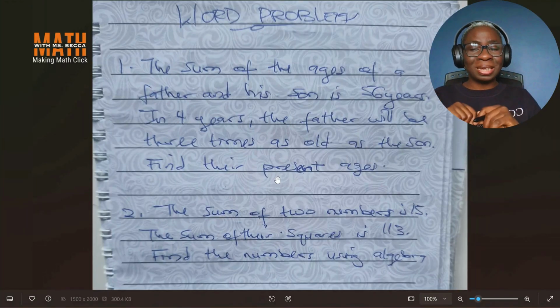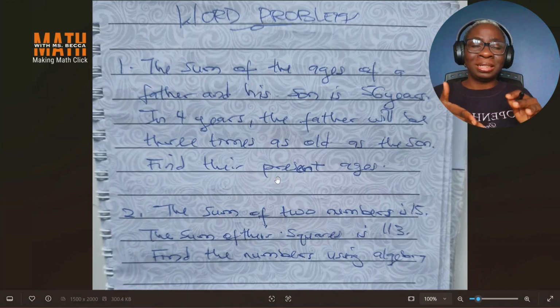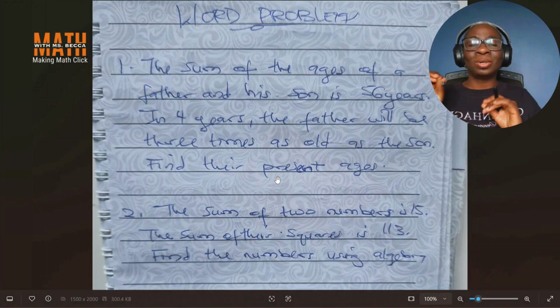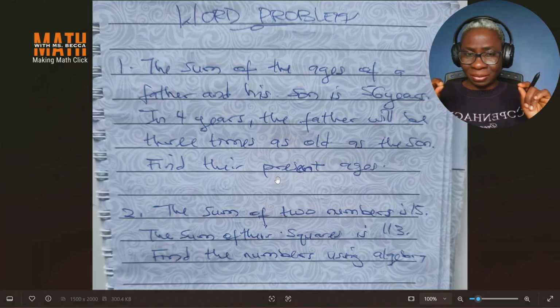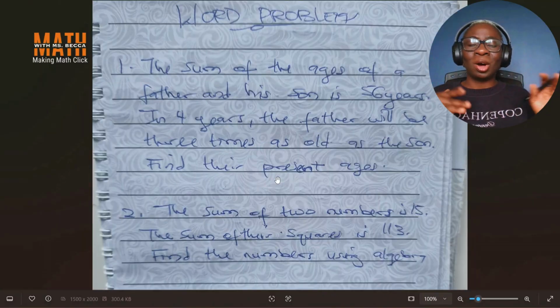The first one says the sum of the ages of a father and his son is 56. That is the first statement. Translate it to words or to math. So the sum of the ages of a father and his son is 56.